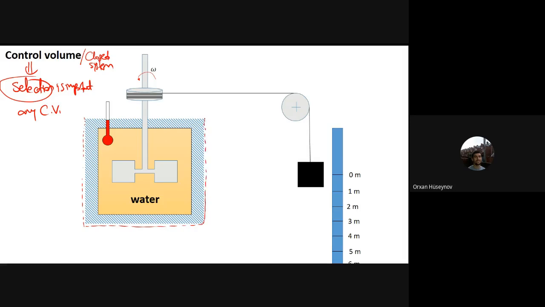And we are showing the system with dashed lines. Okay, system with dashed lines. Okay. Why do we need a control volume, or why do we need a closed system?